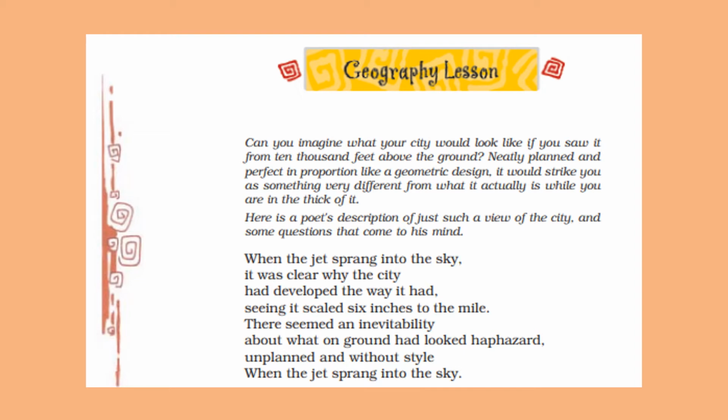Children, now come to the literary devices which I had given in the previous PDF and video. Let's correlate here. As you have seen, this poem is written in 3 stanzas and every stanza has 8 lines. So an 8-line stanza is called an octave. Did you notice any rhyme among the lines? The last words are: first line sky, second city, third had, fourth mile, fifth inevitability, sixth haphazard, seventh style, and eighth sky.